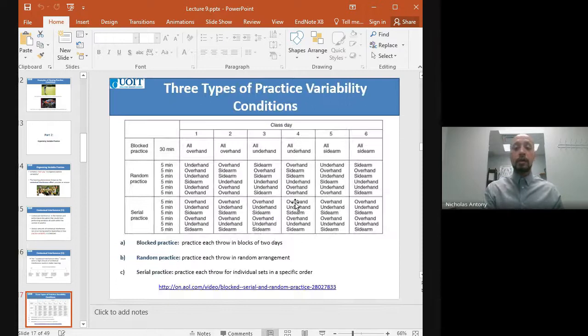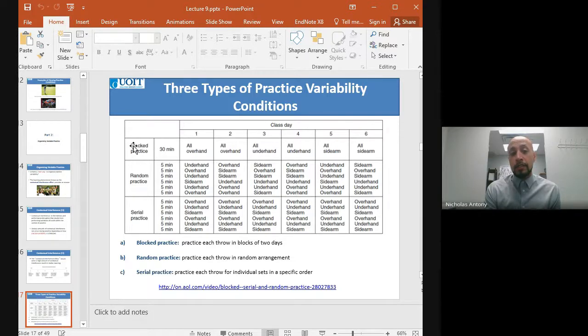So here was an example of the difference between blocked, random, and serial practice in a hypothetical baseball practice. The learners are being taught 3 variations of throwing a ball: sidearm, overhead, and underhand throws. Okay, so we have different ways to break down the practice. Each of the 3 groups gets 6 days for 30 minutes.